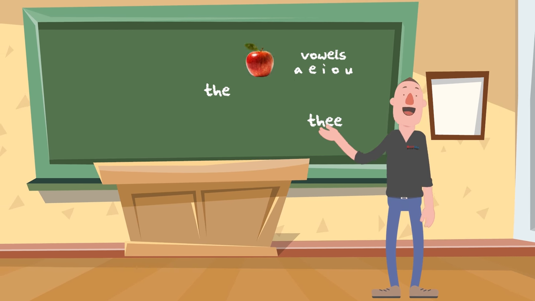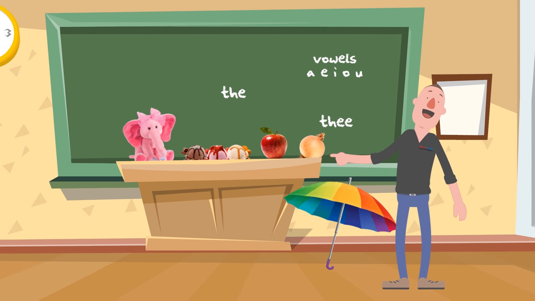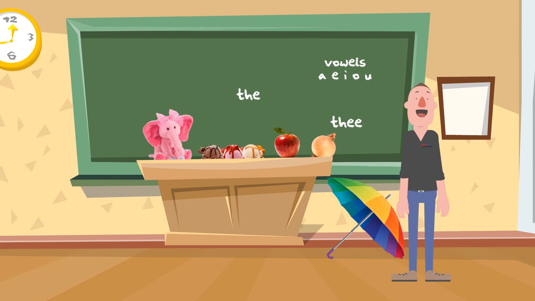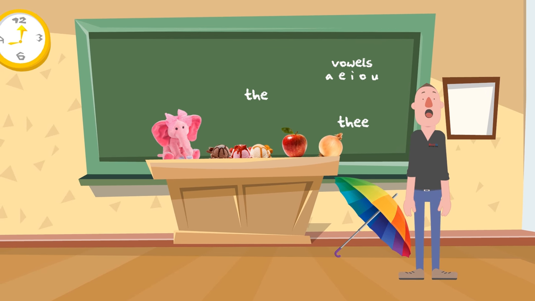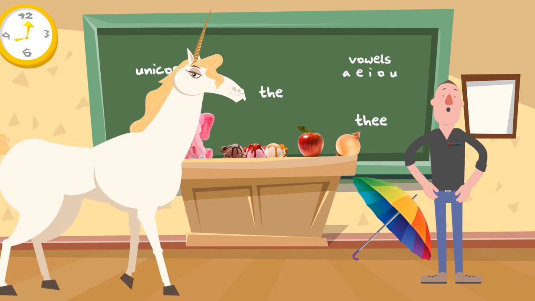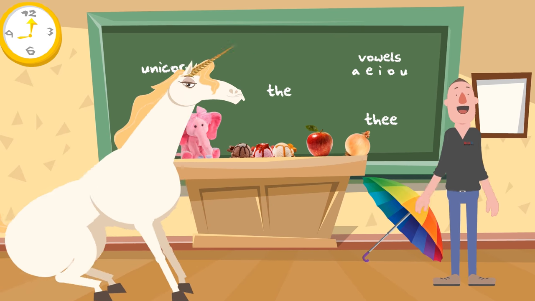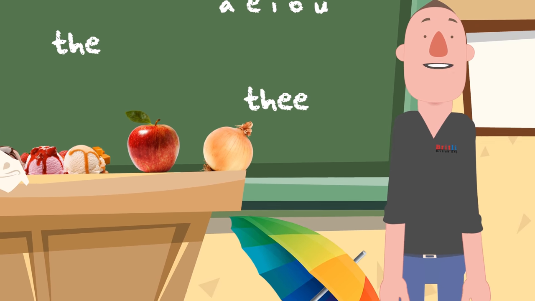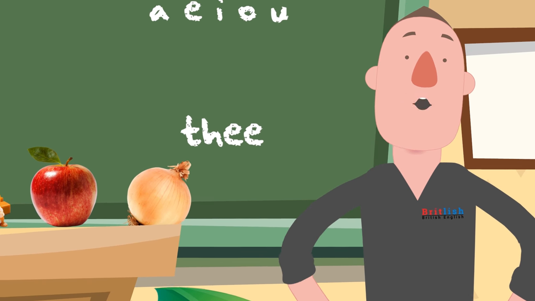For instance, the apple, the elephant, the ice cream, the onion, the umbrella. Notice that I said it's "thee" when it comes before a vowel sound, not a vowel letter. Some words which begin with a vowel letter do not begin with a vowel sound. Take unicorn, for instance. Unicorn begins with the letter U, but it begins with the consonant sound Y. So "the" before unicorn is "thuh", as in the unicorn. It's the same for the university, the uniform, but not the unfinished symphony.